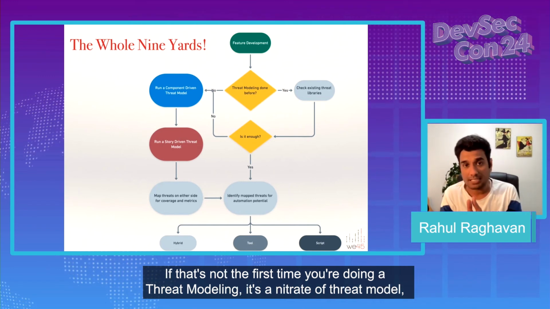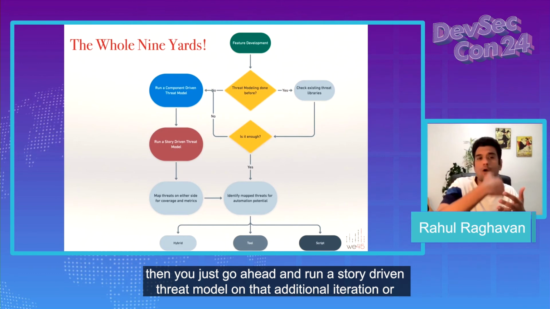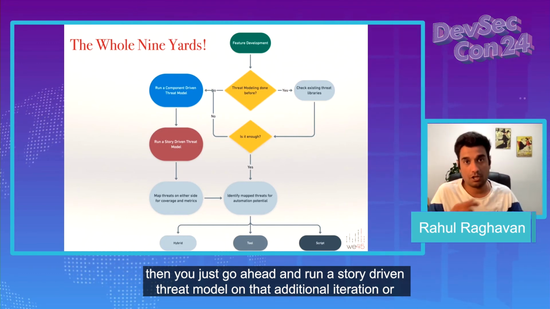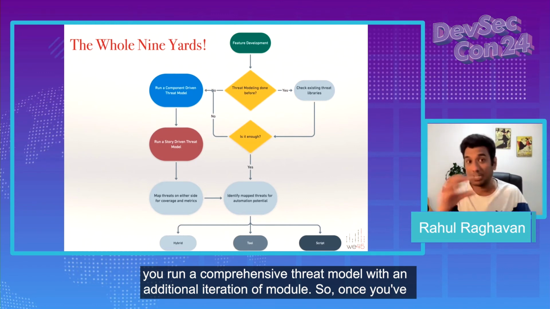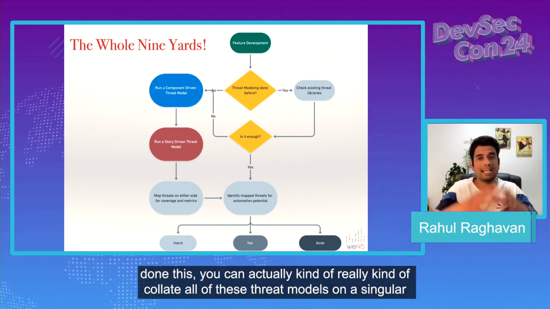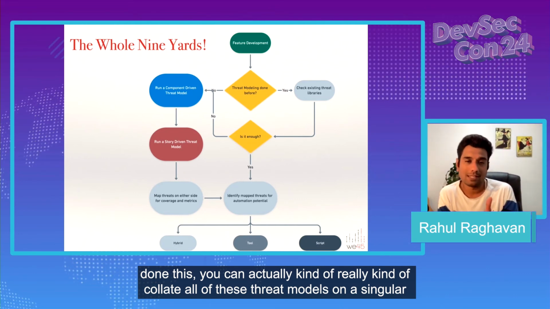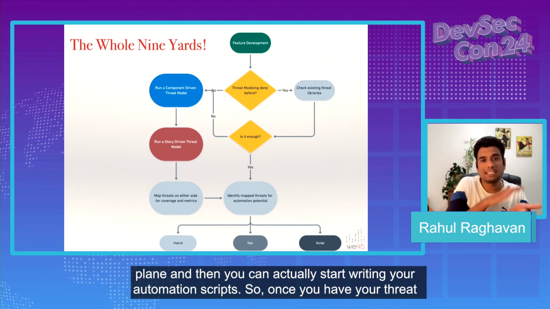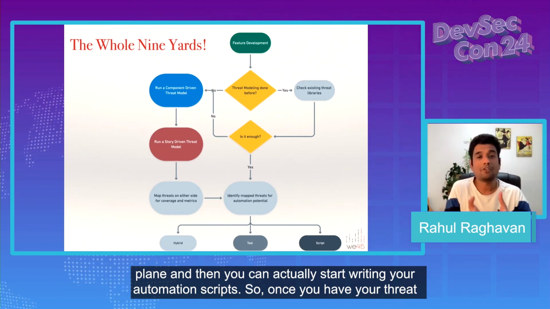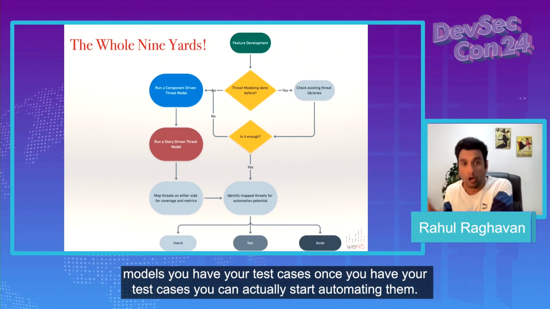If that's not the first time you're doing threat modeling, it's an iterative threat model, then you just go ahead and run a story-driven threat model on that additional iteration, or you run a component-driven threat model on that additional iteration of the module. So once you've done this, you can collate all of these threat models on a singular plane, and then you can start writing your automation scripts. Once you have your threat models, you have your test cases. Once you have your test cases, you can start automating them.